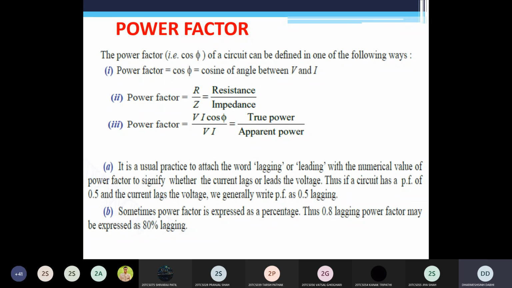Which power factor is good? High power factor is good or low power factor is good for your circuit? And why? High power factor is good. Why? It reduces losses and improves voltage regulation.